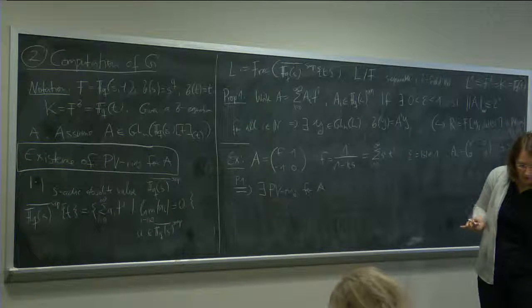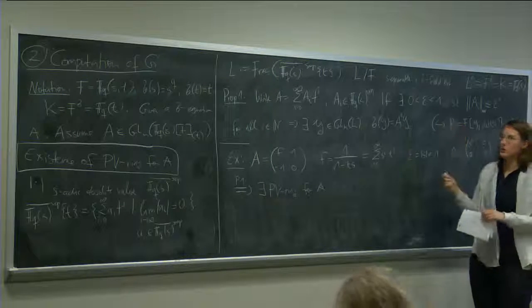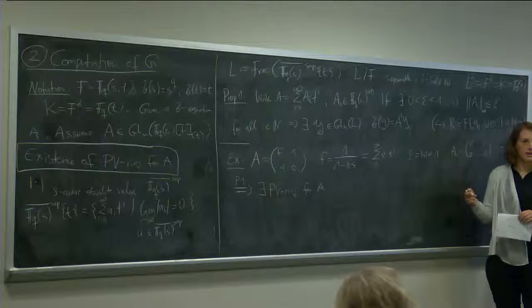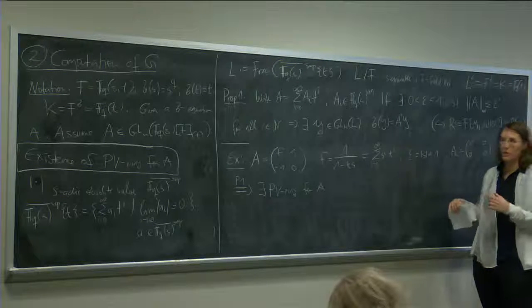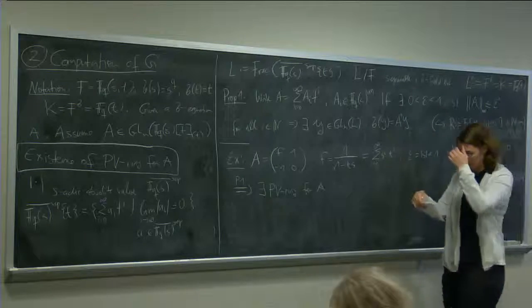So now that we have this class of difference equations where we know that there exist PV rings, we can talk about their Galois groups. And now I will give upper and lower bounds for these Galois groups.